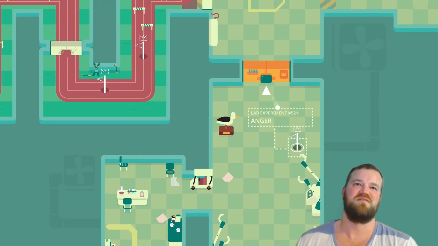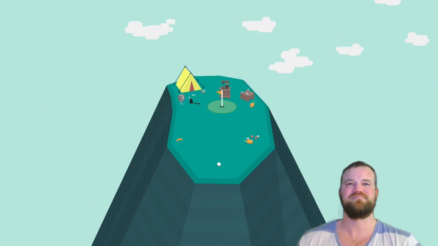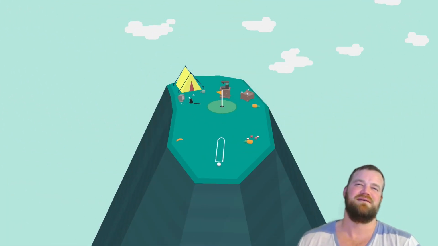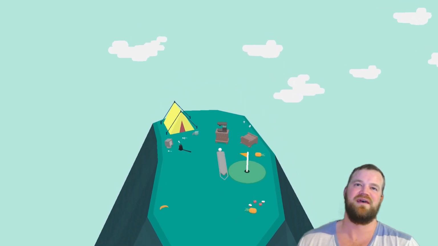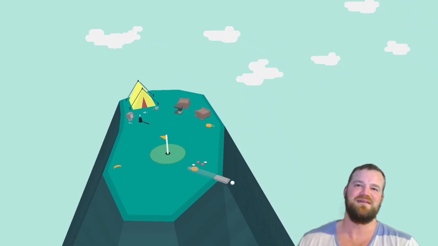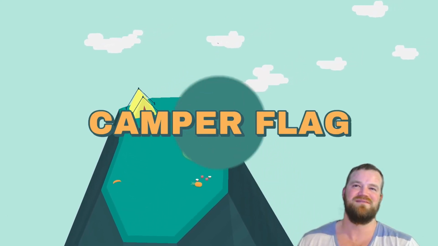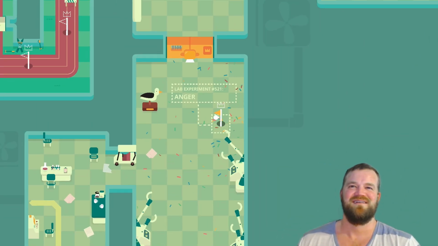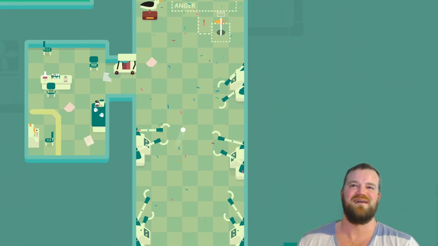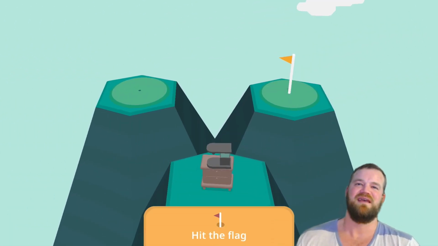Okay, lab experiment 521. This is suspicious, flags are raising up all. Yeah. You got me. You got me. So we have to anticipate where it's gonna go. There we go. Camper flag. All right. No. I just want to go more. Ooh, what's this? Hit the flag?